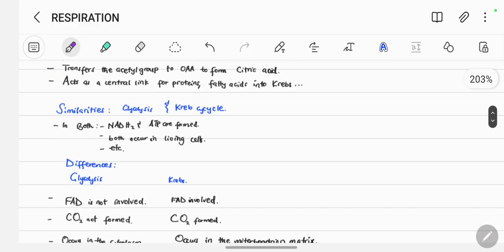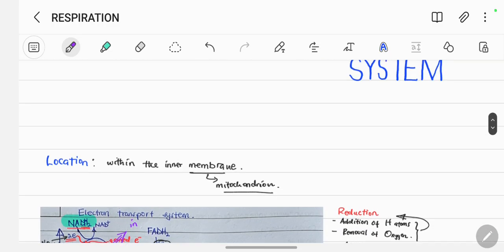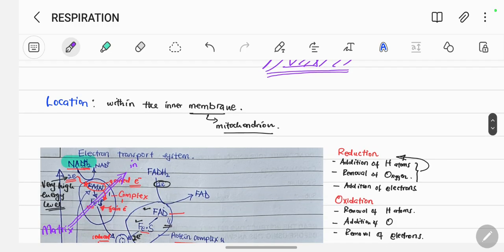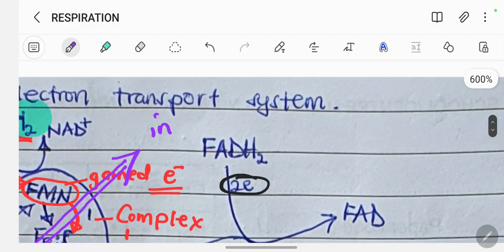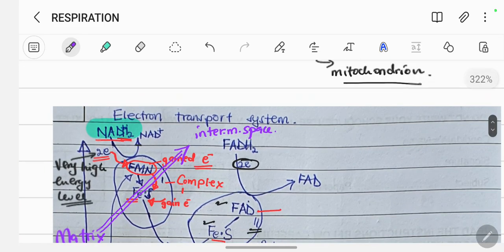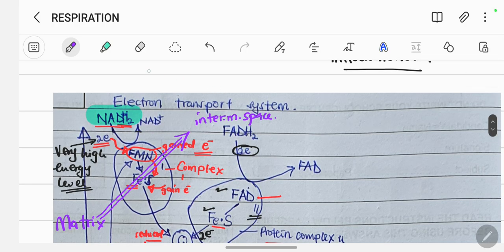Did I illustrate it here? Okay. That space between the 2 membranes, if I'm having this as the first membrane of the mitochondria, then the second membrane, so that space there is the intermembrane space. So we have hydrogens that are going to be pumped from the matrix to the intermembrane space.